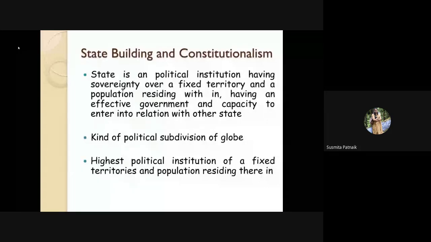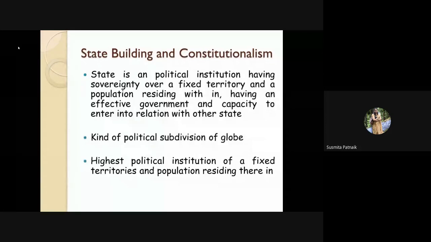So these are the requisite characteristics of a state for building the state in a very effective manner. Then the state is a kind of political subdivision of the globe. What is the meaning of subdivision of the globe? It means that the state possesses a place in the geographical area of the globe. Inside the globe, the state possesses an area or space, which is called a political subdivision of the globe.